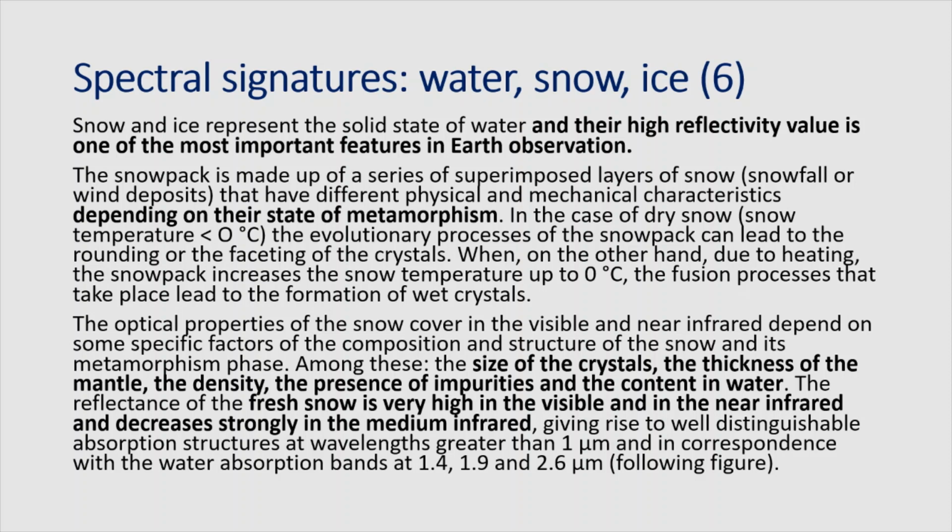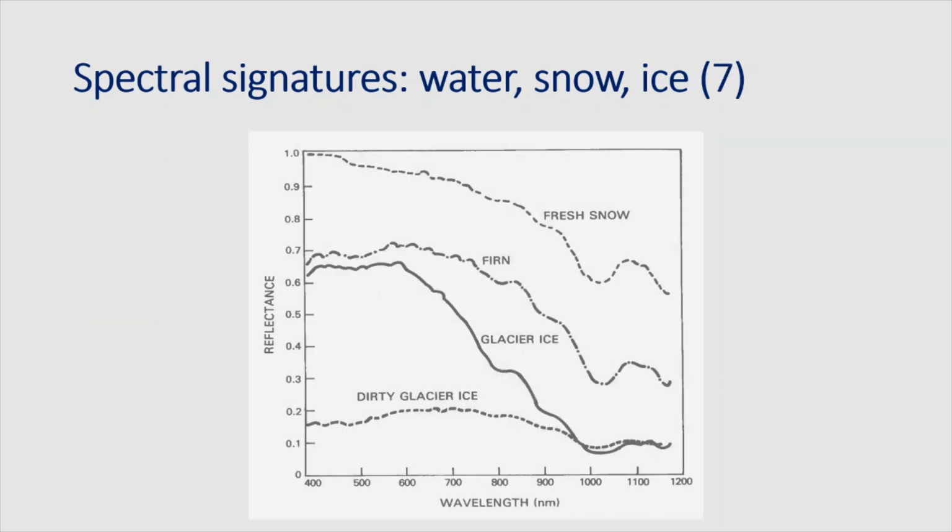The reflectance of fresh snow is very high in the visible and in the near infrared, and decreases strongly in the medium infrared, giving rise to well-distinguishable absorption structures at wavelengths greater than 1 micron and in correspondence with the water absorption bands at 1.4, 1.9, and 2.6 microns. And this is shown in the following figures.